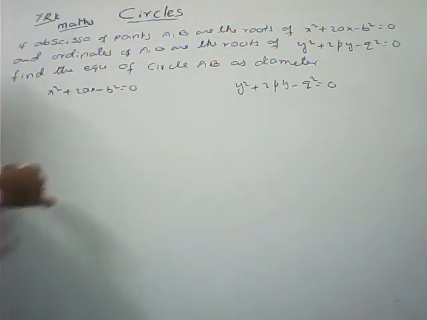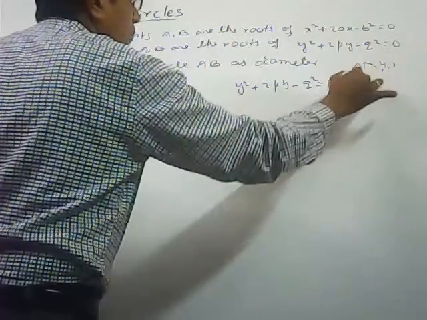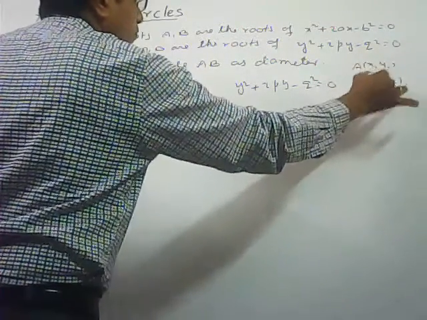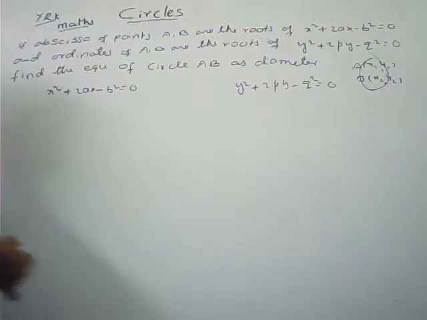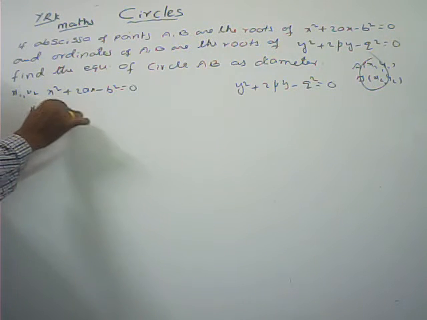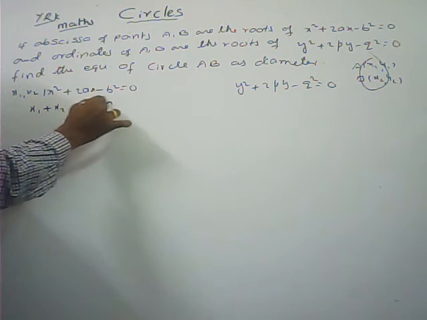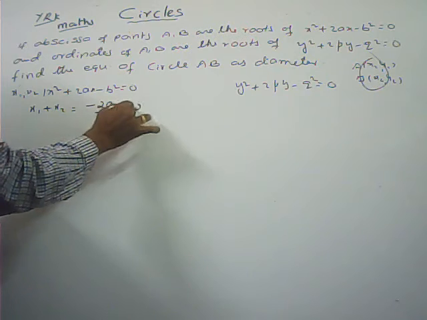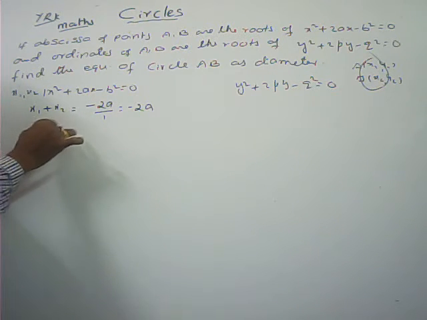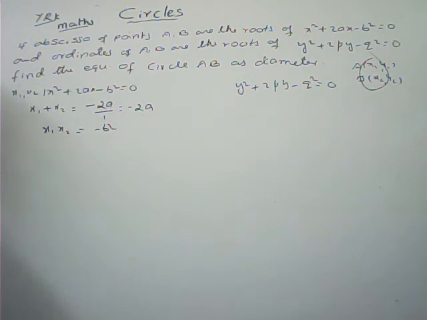For example, I am taking the 2 points A(x1, y1) and B(x2, y2). So here abscissa means x coordinates only. Those are the roots of this equation. So here we can write x1, x2 are the roots of this equation. So the sum of the roots is equal to −b/a, x coefficient by x² coefficient, that is equal to −2a, and the product of the roots is c/a, that is −b²/1, that is −b² only.